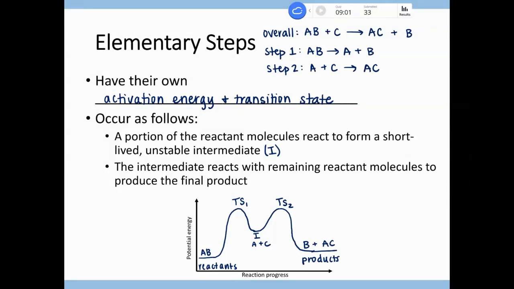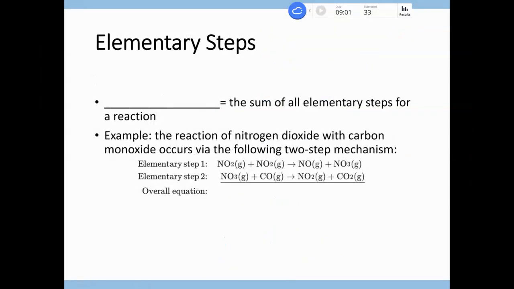Okay, so we've got our 2 elementary steps, the overall reaction mechanism. We can use those elementary steps to understand the rate of the overall reaction, but we need to know the relationship between them. So that overall reaction, we are calling the reaction mechanism. The reaction mechanism is the sum of all elementary steps for a reaction. That's what we saw on the last slide. AB formed A plus B, and then A got used up, reacted with C, and formed AC.